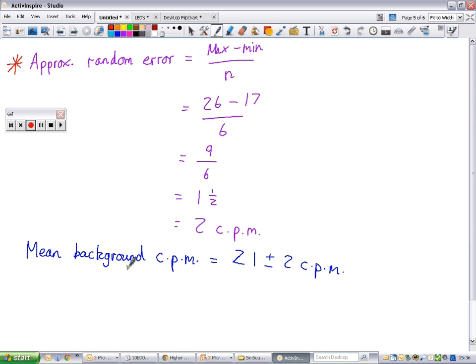And we then give our final answer, the mean plus or minus this margin of error. So that basically means that this mean background counts per minute can be anywhere in the range between 19 and 23. That's where that value is. So we've taken into account all the random effects there.